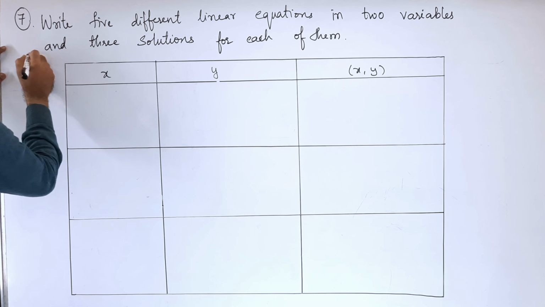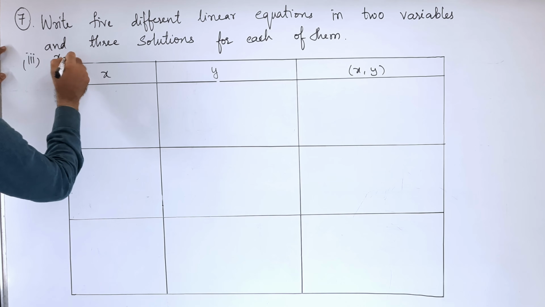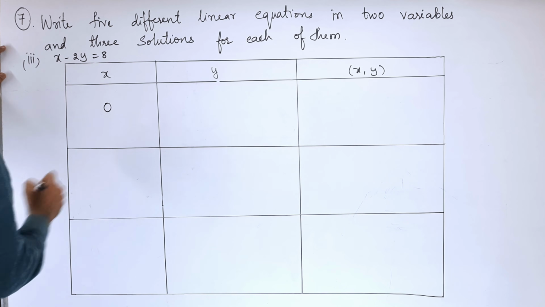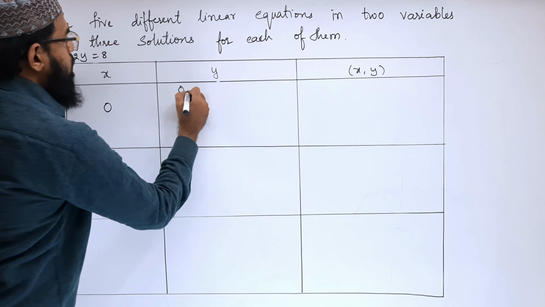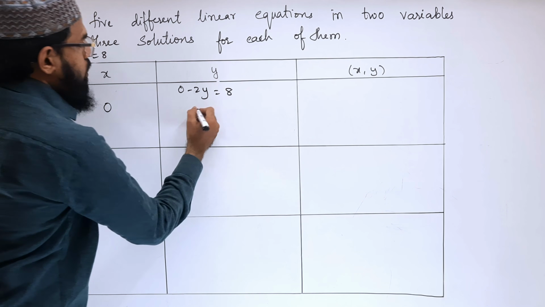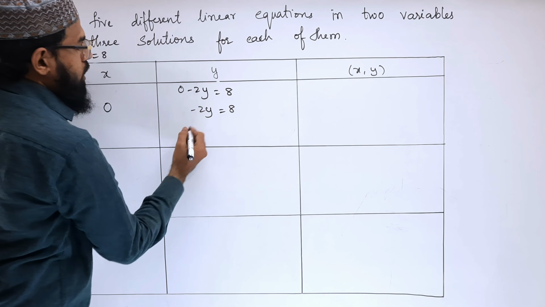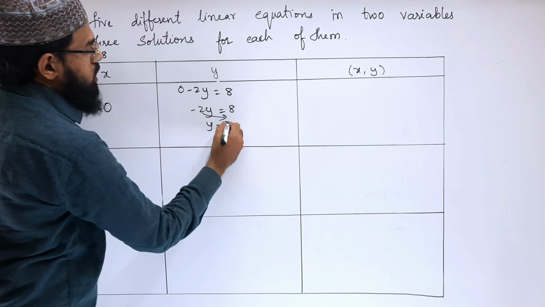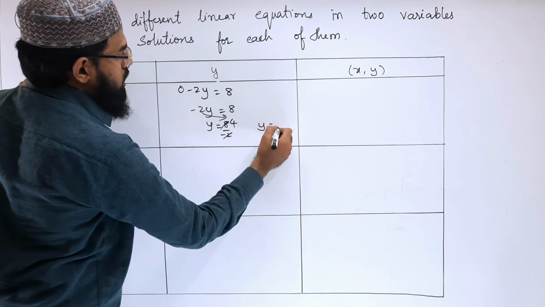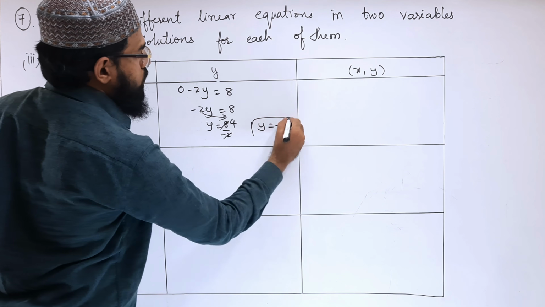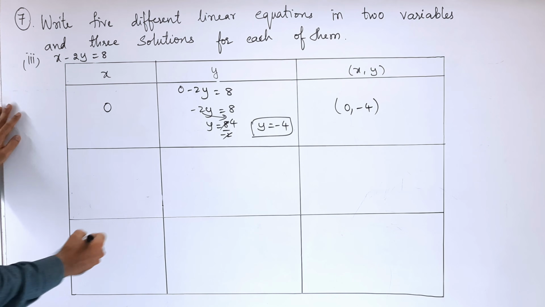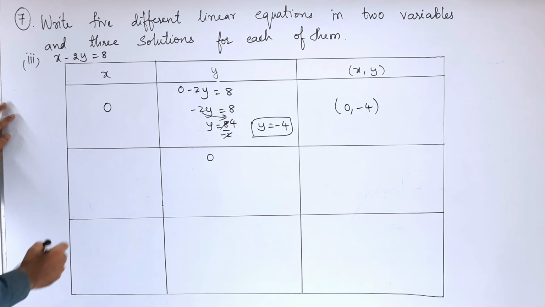Let us take the third equation: x - 2y = 8. Now x as 0. So 0 - 2y = 8. -2y = 8. 2 goes down. y = 8 by -2. 2 ones are 2, 2 fours are 8. So therefore y = -4. (0, -4).